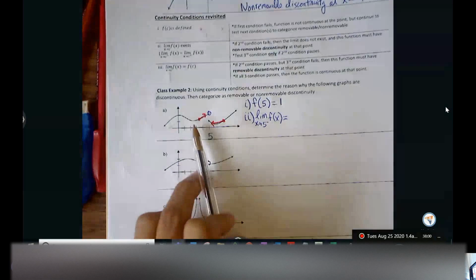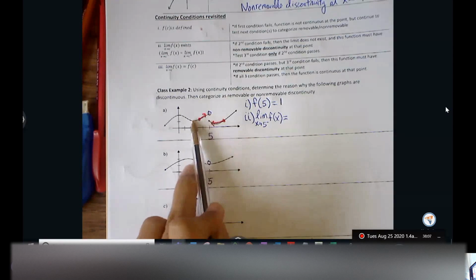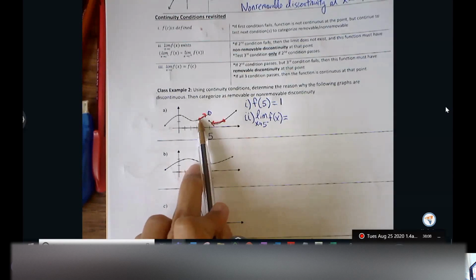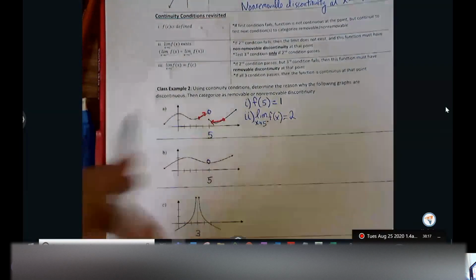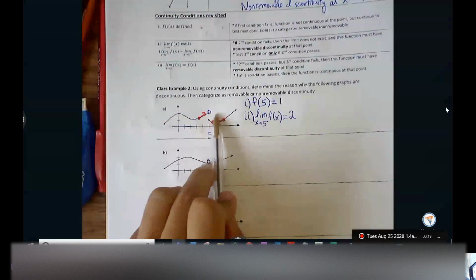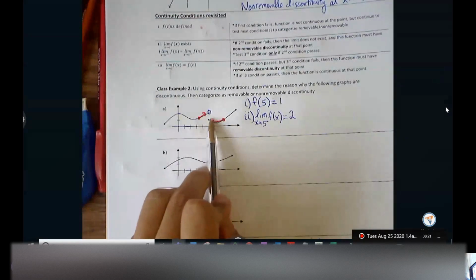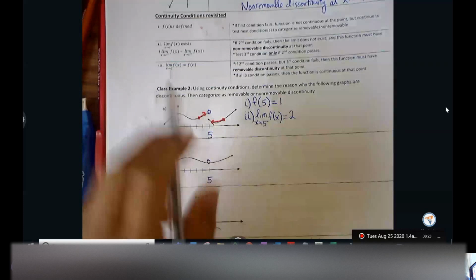And we can clearly see this arrow is getting closer towards 2. Again, we don't care what's happening at 2. We just want to know where it's approaching. It's approaching 2. The other side is going to be our notation for one-sided limit as x approaches 5 from the right side of 5.